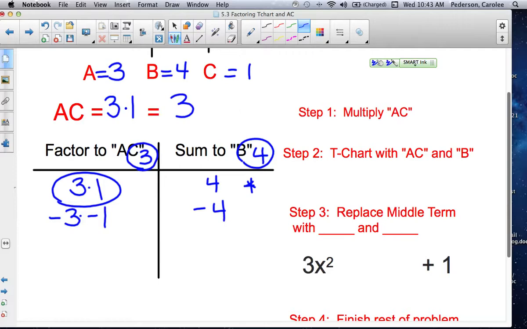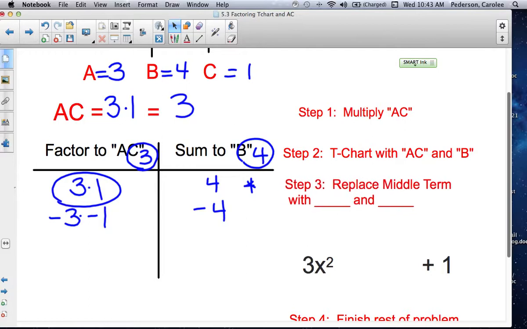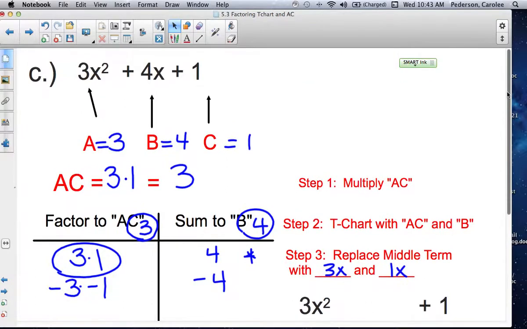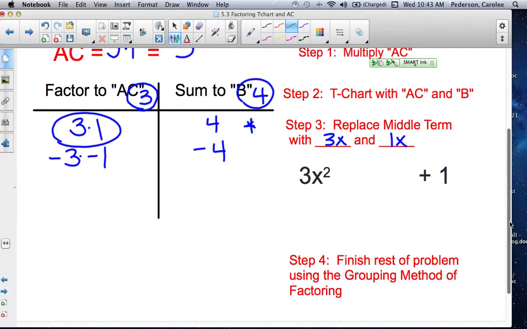So now we're on to step 3. We want to replace the middle term with what we just found in the chart. So we're going to replace the middle term with 3x and 1x. So here's our original 3x squared plus 4x plus 1. We're going to remove that 4x and replace it with 3x and 1x.